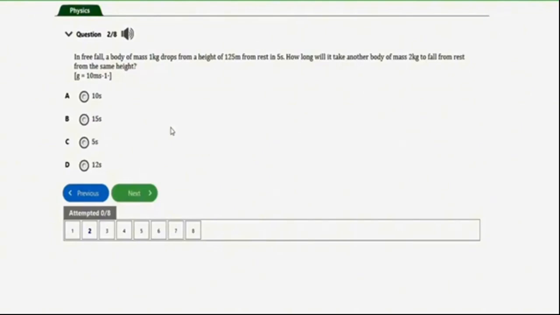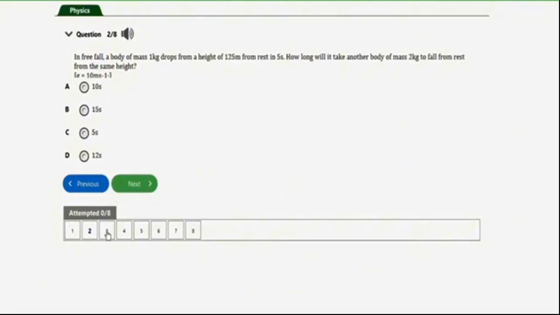A body of mass 2 kg will take the same amount of time to fall from the same height as a body of mass 1 kg, which is 5 seconds. So the correct option on this question is option C. It will still take 5 seconds for a body of mass 2 kg. So that's it for this question. Let's go to the next repeated question.